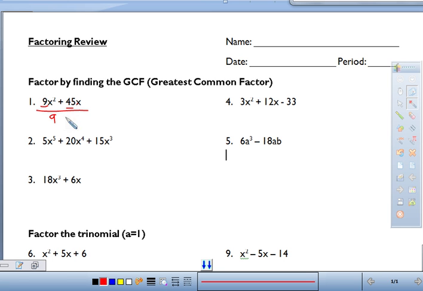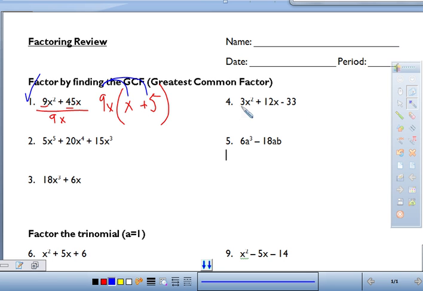I also see that they have a letter in common. They both have an x. So when I factor out a 9x from both of these terms, this is the quantity I'm pulling out. Then I have x here, because 9x squared over 9x would just leave me with an x. And then I would have a plus 5. You can always double check yourself by distributing back through. And I see I have 9x squared plus 45x. So I've done that correctly.